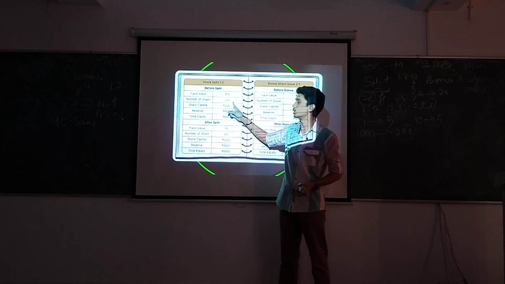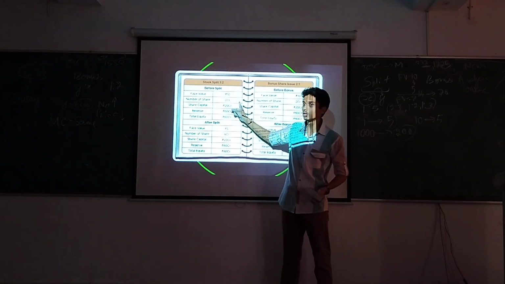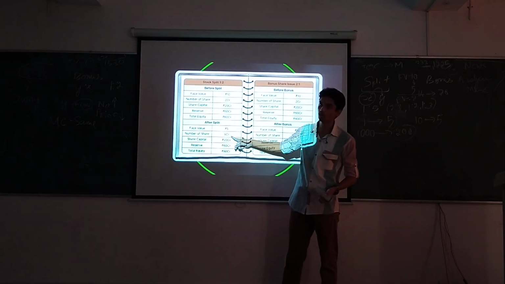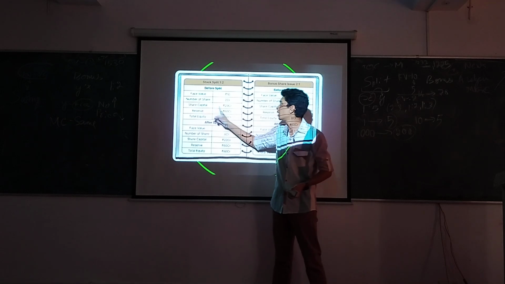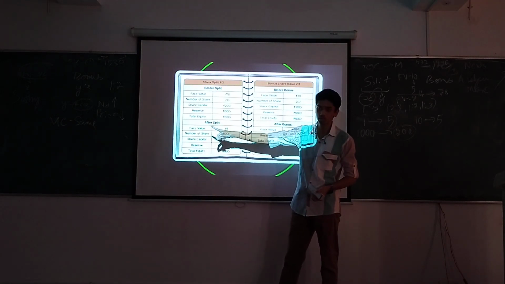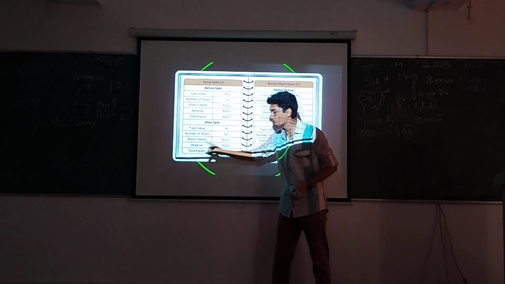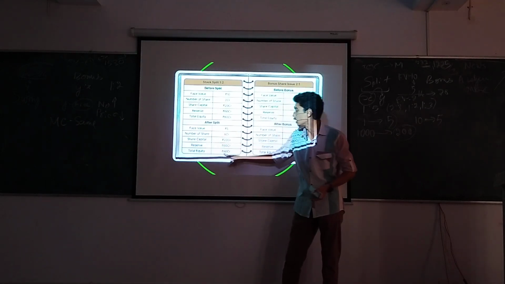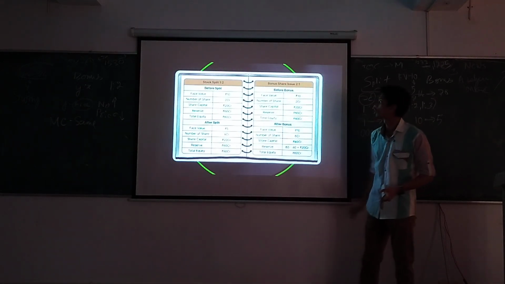The number of shares was initially 2 crores. So with a 1:2 split, the number of shares is going to go to 4 crores. Now the share capital was 20 crore. Share capital remains same because market cap has to remain same. Now this reserve will come down when we discuss bonus. Total equity is 80 crores. We look at bonus now.